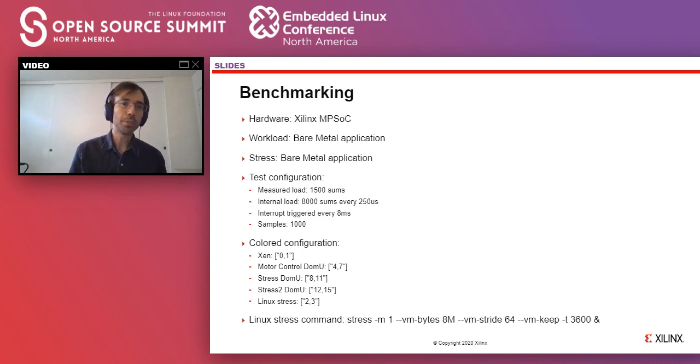We are also using a bare metal application for causing stress on the system, so memcopies and so on. The color configuration is here on the slide. So we chose two colors for Xen because we had some to spare, but actually one is more than enough. We chose 4 and 7 for the motor control domain, 8 and 11 for the first stress domain, 12 and 15 for the other stress domain. And then we also had a Linux VM doing stress as well. But let's jump to the results.